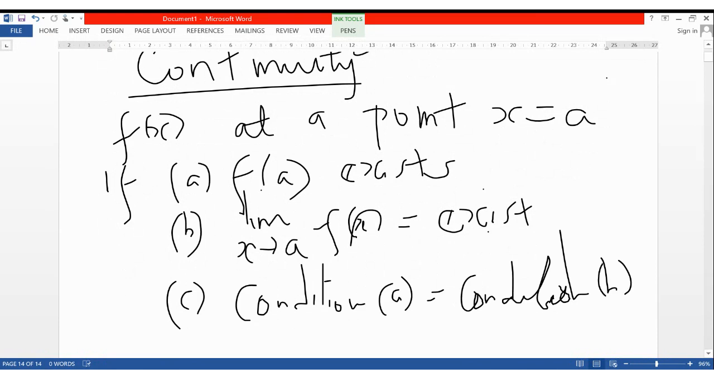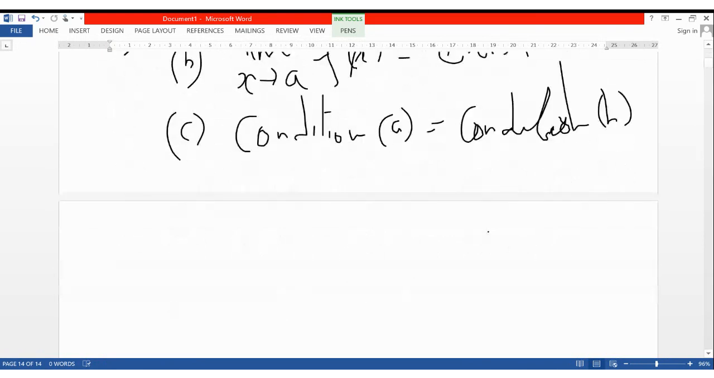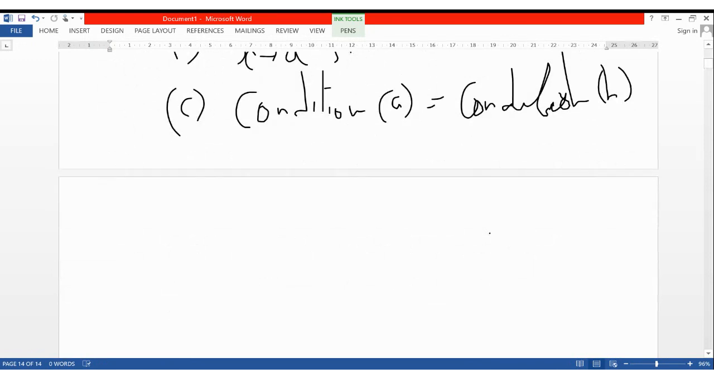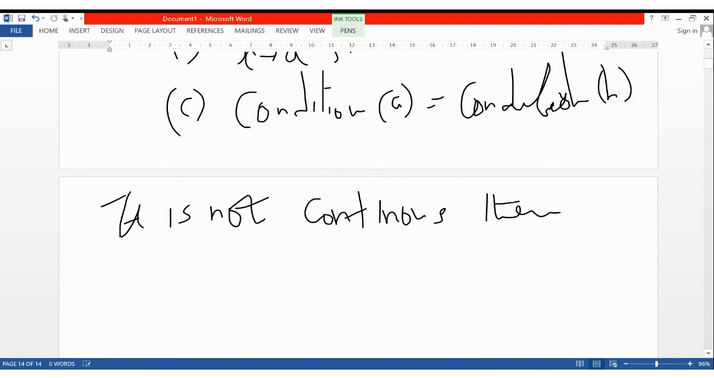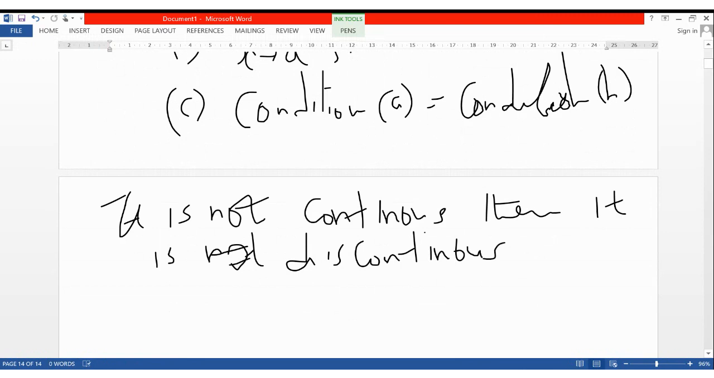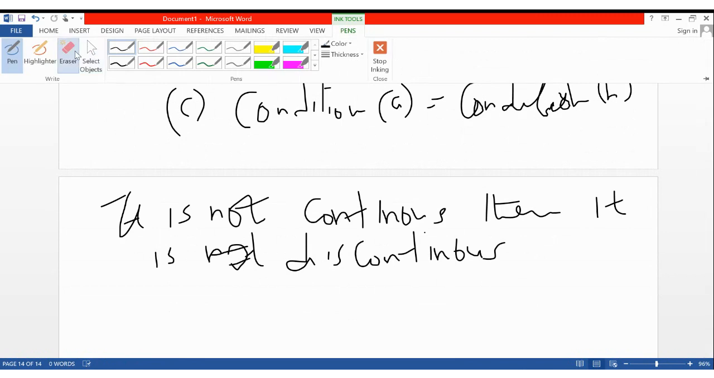So if a function is not continuous at a point, then we say it is what? It is discontinuous. You can say it is not continuous, but you can use a better word. It is discontinuous. It is a better word.